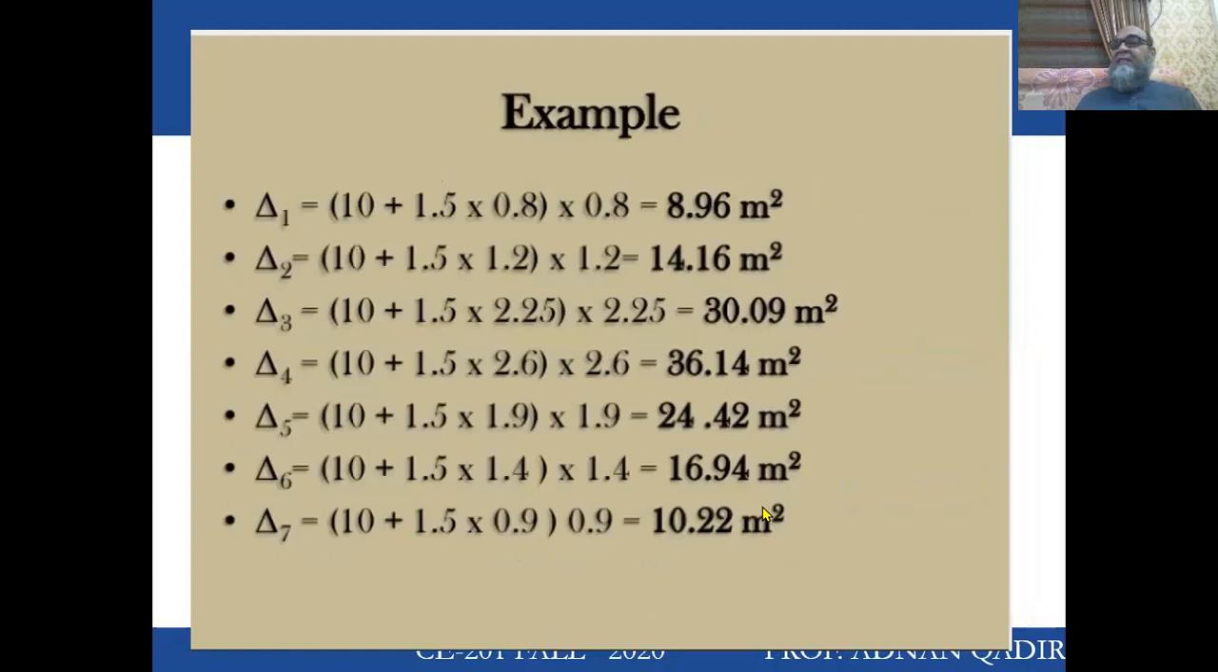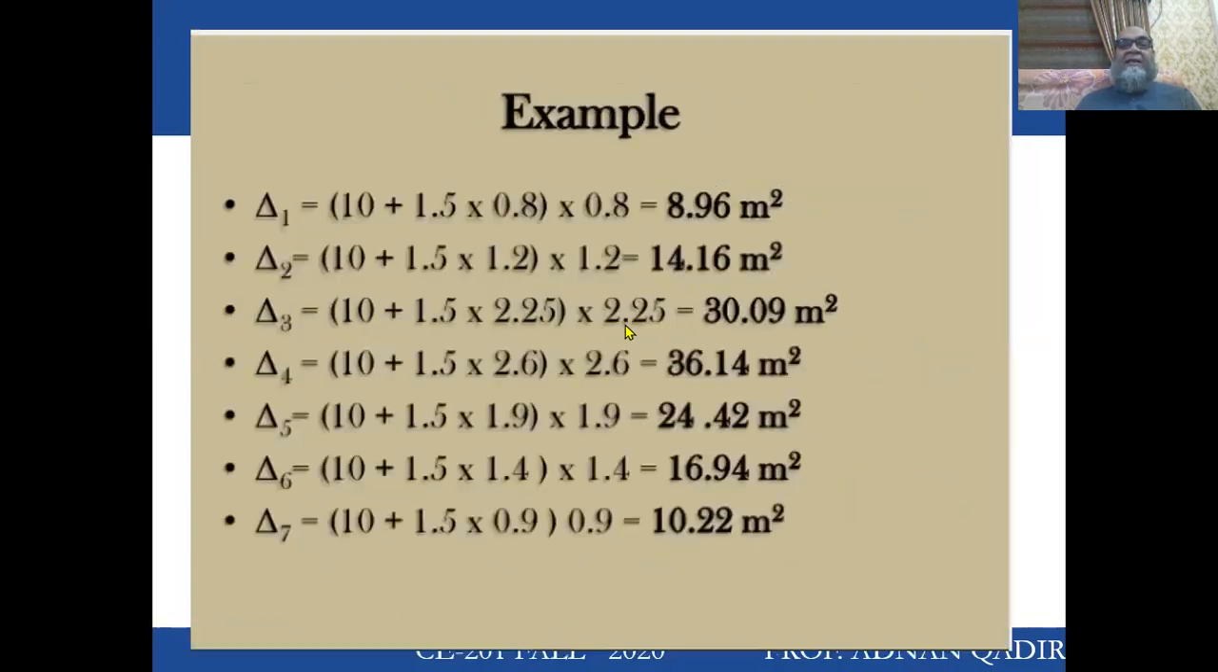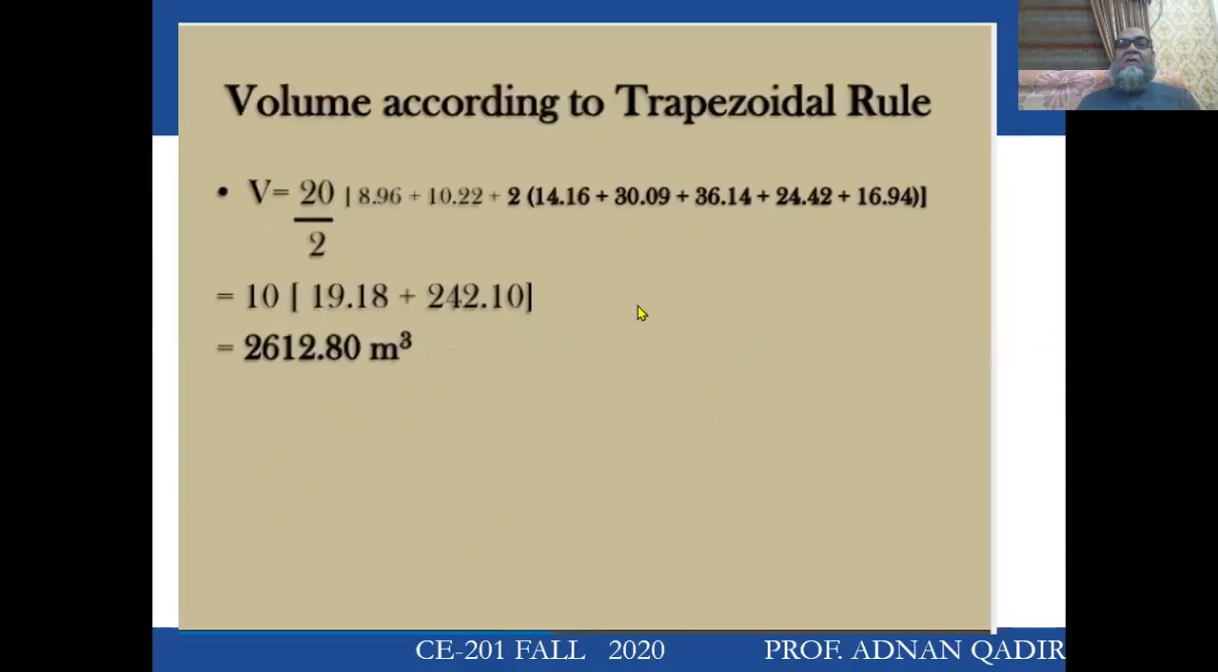Now, once the cross-sectional areas are known, it's easy to calculate volume. How? This is the first area, this is the last area, and the common distance is 20 meters. The first area plus the last area plus the sum of all other areas. What are all the areas? From this: 14, 30, 36, 24, 16.94, and then divided by what you will get the volume using the trapezoidal method. It's very trivial once you know the formula, and you have to learn the formula.